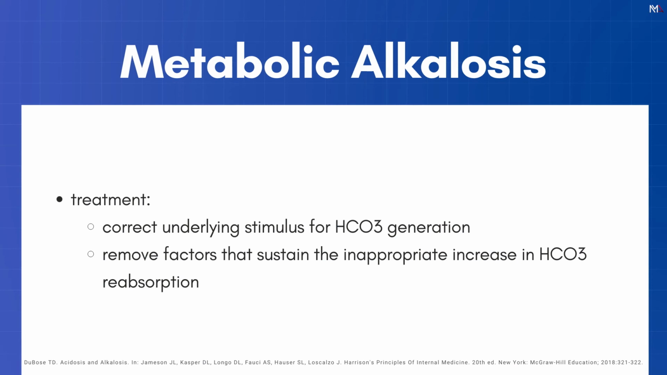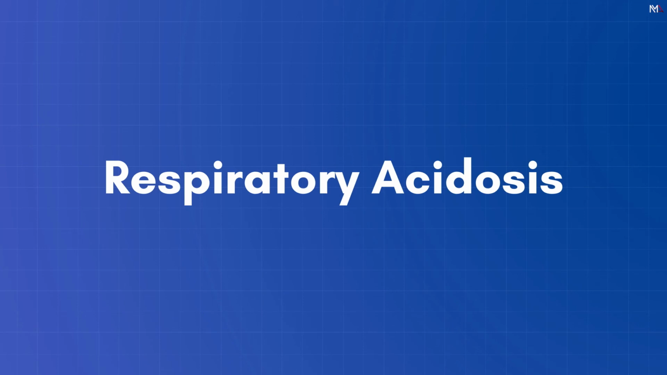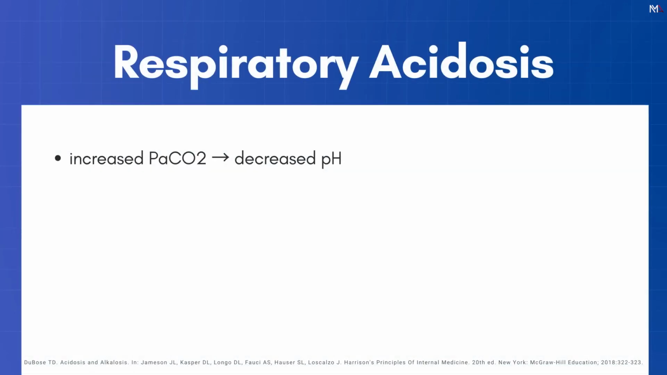So for the treatment of metabolic alkalosis, the first is to correct the underlying stimulus for bicarbonate generation, and the second is to remove the factors that sustain the inappropriate increase in bicarbonate reabsorption, such as seen in ECFV contraction or potassium deficiency. So next we go on to the third type, which is respiratory acidosis. So there is an increase in PaCO2, which decreases the pH.